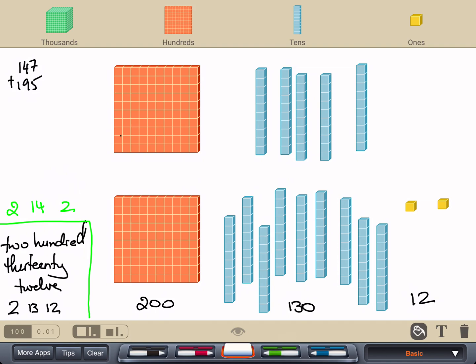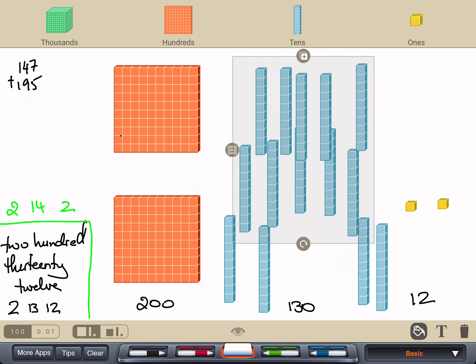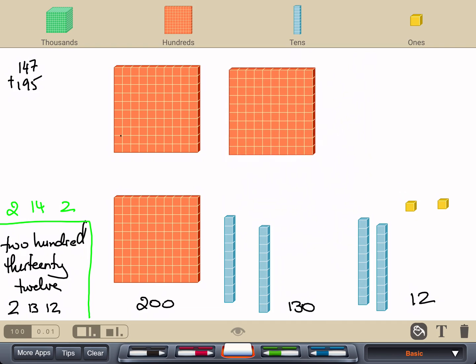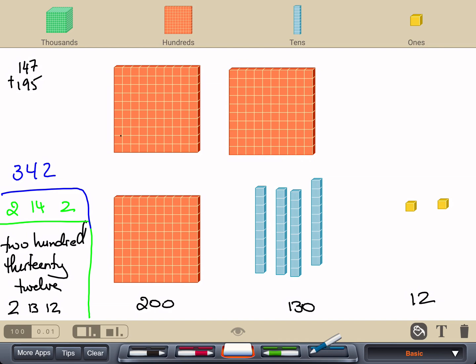That's better. There is still a problem with the 14 tens, so let's see if we can group those too. So 5, 6, 7, 8, 9, 10. That's 10 of them, and let's make that into a flat. So now what we have is 342. And that is our answer in proper place value notation.